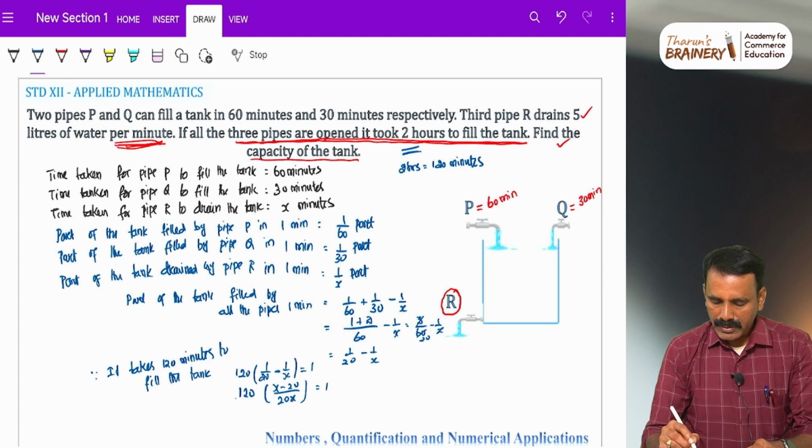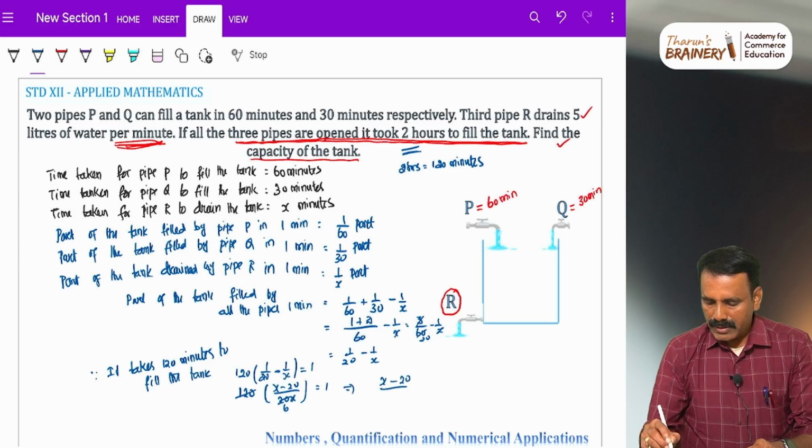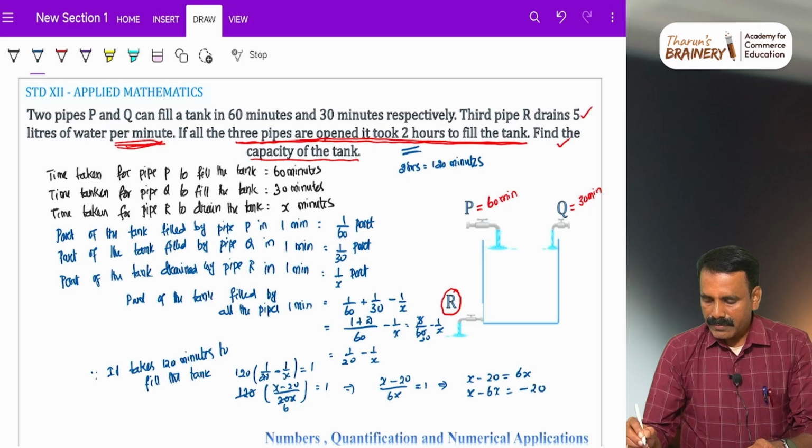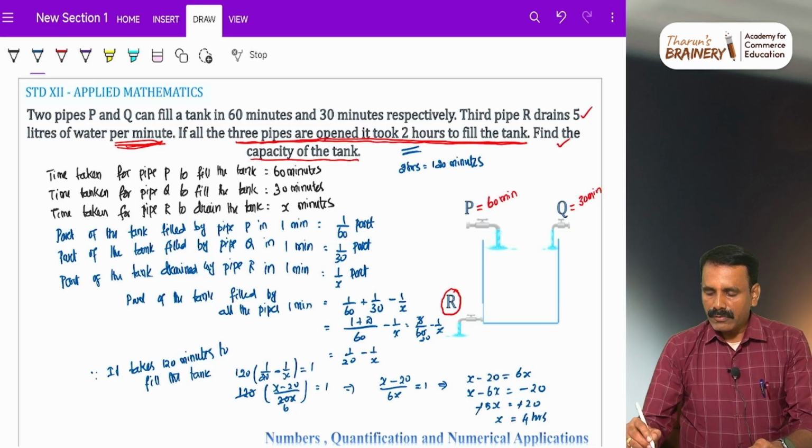We cancel this 120. This is 6. That is X minus 20 divided by 6X is equal to 1, which implies X minus 20 is equal to 6X. So X minus 6X is equal to minus 20. So minus 5X is equal to minus 20. So X is equal to 4 hours. Okay.